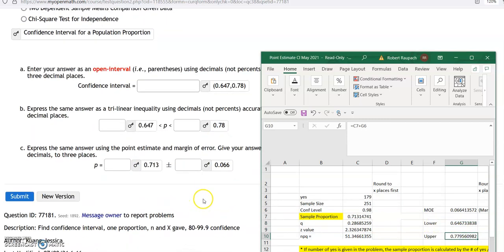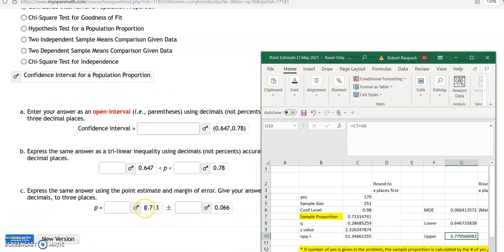And then they want you to do it with your sample proportion, which was calculated to be 0.713, plus or minus your margin of error, 0.066. So these two numbers came about by taking your sample proportion, 0.713, subtract your margin of error, 0.066, to get 0.647, and your 0.713, and add your margin of error to get the upper number, 0.78.